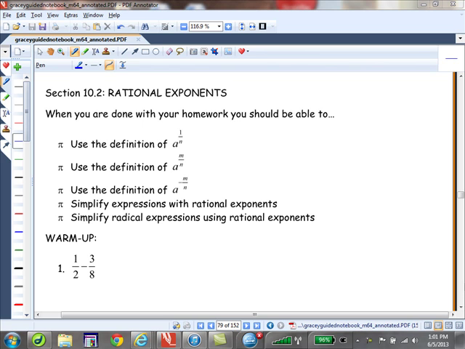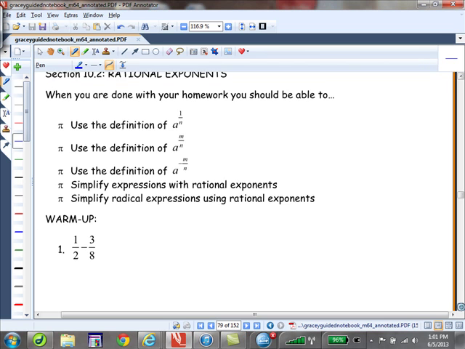Here we go. Today we'll be learning how to use the definition of a base raised to a fractional exponent. Rational comes from ratio, and a ratio is a fraction, so rational exponents is what we're covering today. Let's warm up.